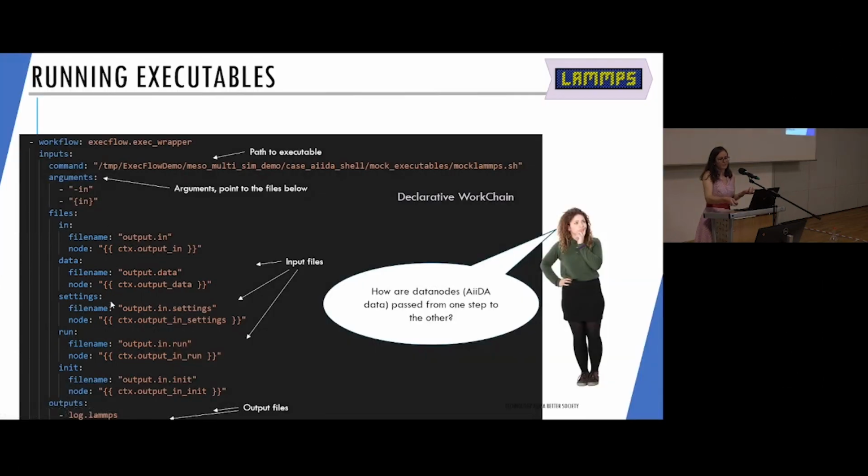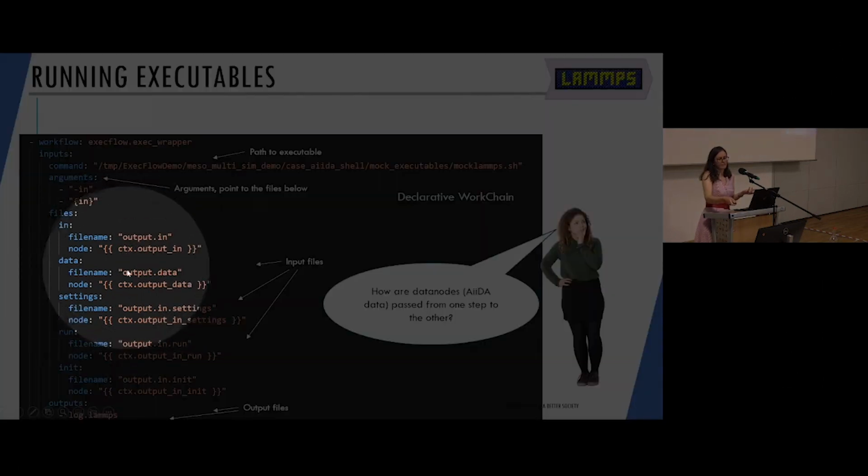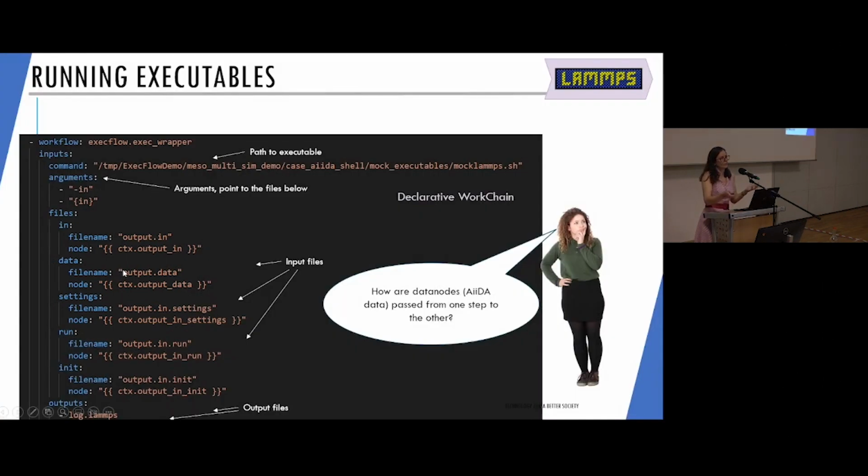Now it's a little bit strange here. You have these CTXs, strange things, and I will show you afterward. The reason why we have them is because we have to be able to transfer our data from one step to the other. The AiiDA data are put into something called data nodes.